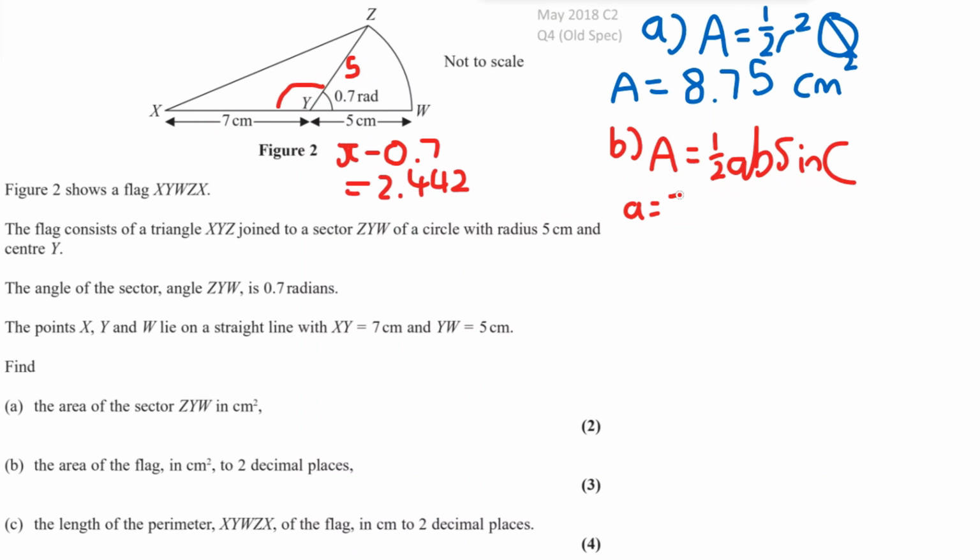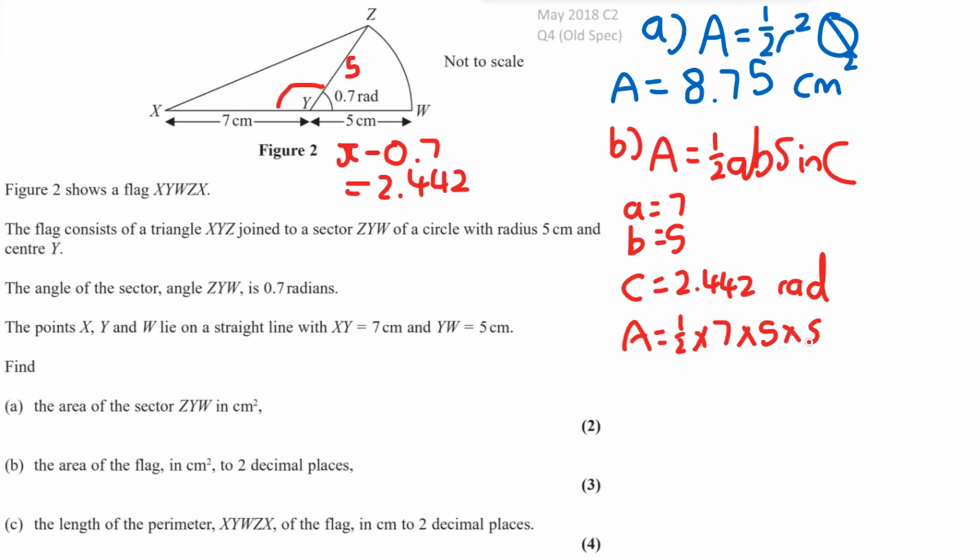So a is equal to 7, b is equal to 5, or vice versa, and C is equal to 2.442 radians. So the area is equal to half times 7 times 5 times sin of 2.442. Again, you can use radians in this sin here, as long as your calculator is in the radians mode, so your calculator knows that you're putting this in as radians and not degrees. And if you put this into your calculator in the radian mode, you get out an answer of 11.27 to 2 decimal places. So that is the area of the triangle.